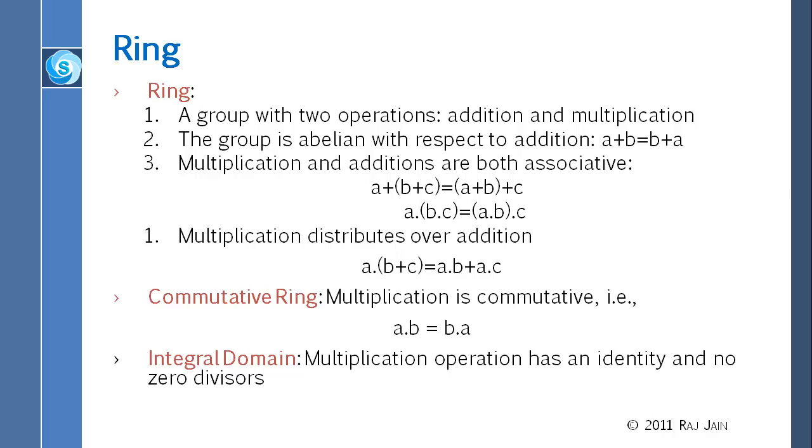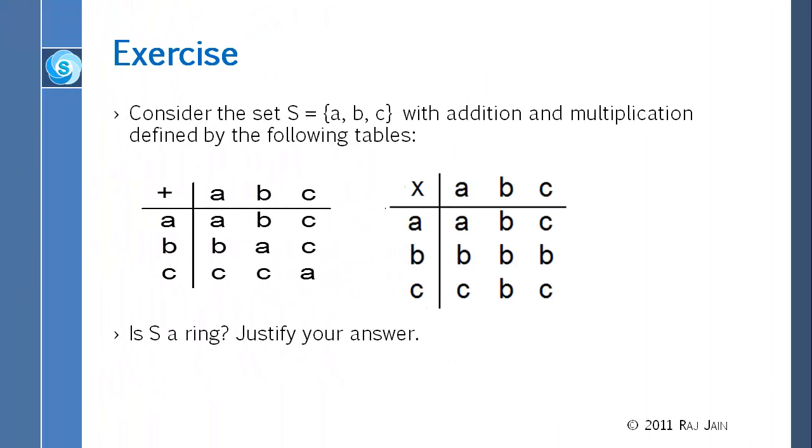And if the multiplication has an identity and no zero divisors, then it is an integral domain. Alright? So basically, the more restrictions you put, you get a smaller set of such groups, and they get a name. All right, so here's the homework.